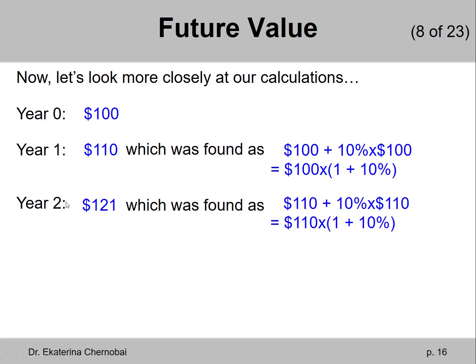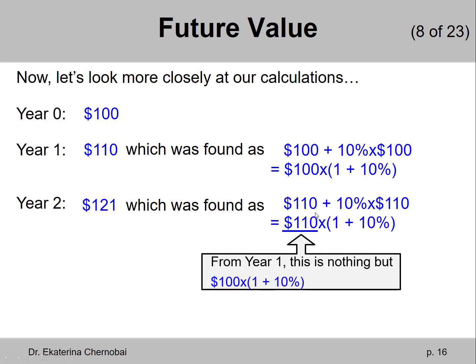Then let's look at year 2 result, $121. How did we find that again? We found it by taking $110 at the beginning of the second year and adding 10% to that number, 10% times $110. Again, let's rearrange it. Mathematically, this is the same thing as factoring out 110 because it appears 2 times. We don't want to repeat it. We write it once, 110, and then multiply by 1 plus 10%.